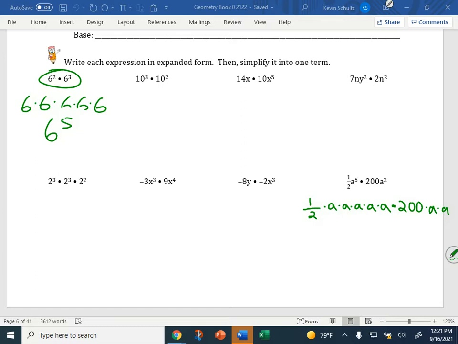Very good. 1/2 times 200, or 1/2 of 200, is 100. Coefficients multiplied. And then we have 7 a's all together, which gives us 100a to the 7th. Following our rule, coefficients, 1/2 times 200 is the 100. Add the powers, 5 plus 2, base doesn't change, a to the 7th. Okay?